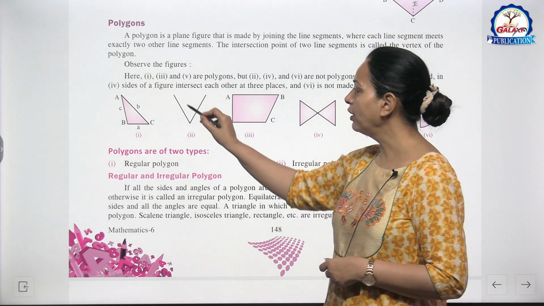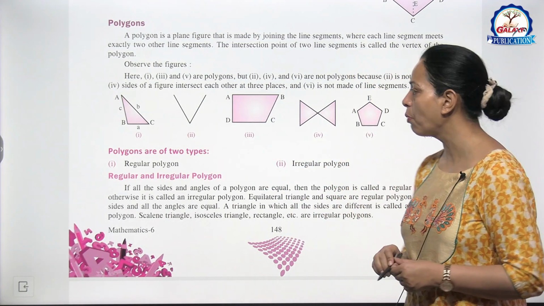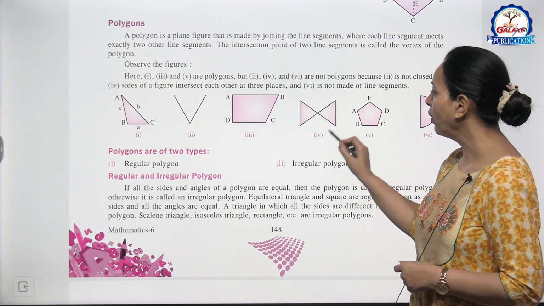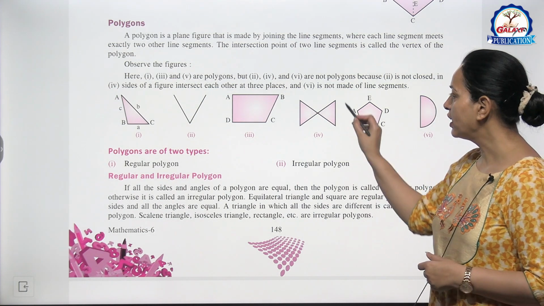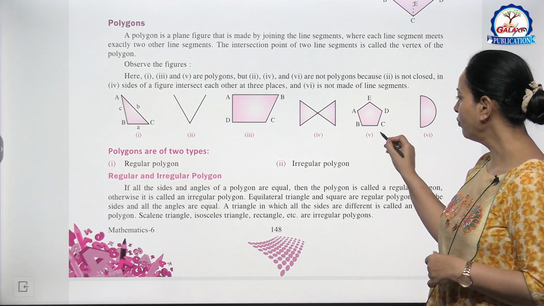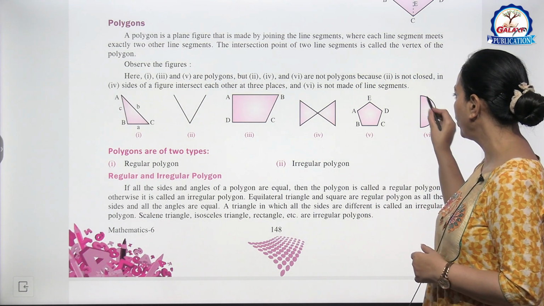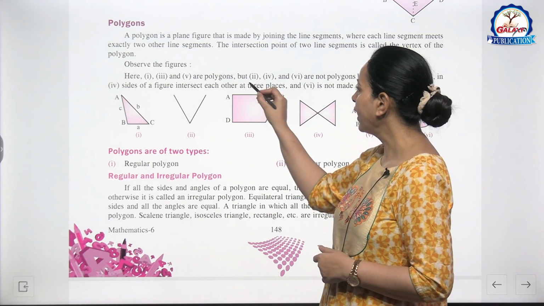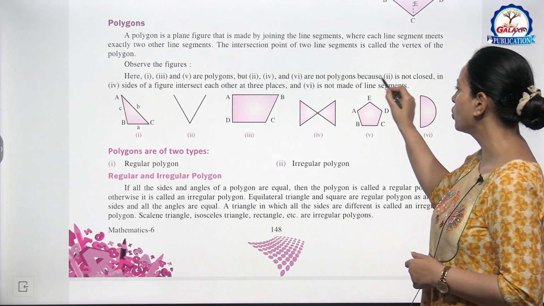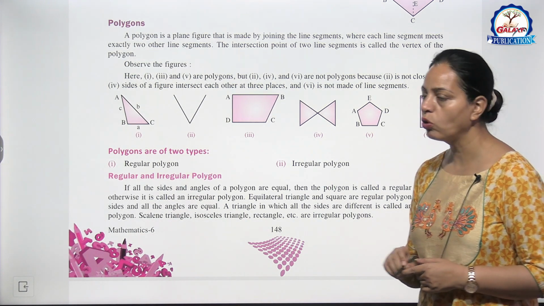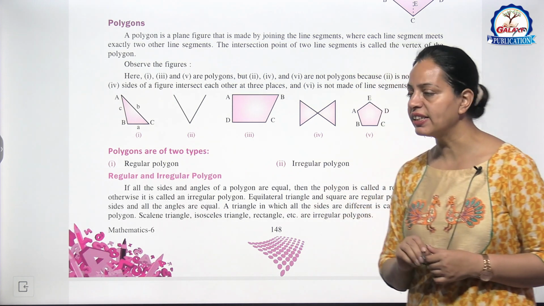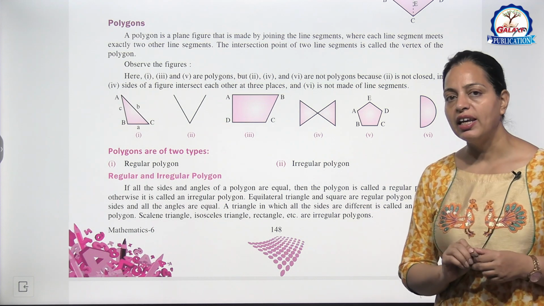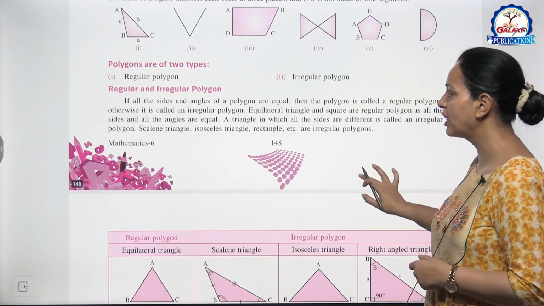Okay, here second one, this is not a closed figure, so this is not a polygon. Third one, yes, this is a polygon. Fourth one is not a polygon because it is crossing itself. Fifth one, yes, it is a polygon. The sixth one, no, because it is a curve. This is not a polygon. So here second, fourth and sixth are not polygons because second is not closed. In fourth, sides of figure intersect each other at three places, and the sixth one is not made up of line segments. I hope this is clear to you.